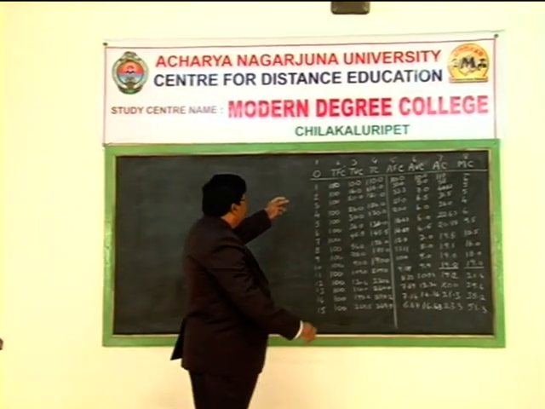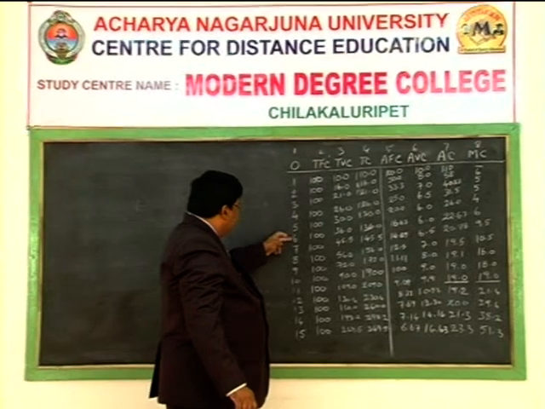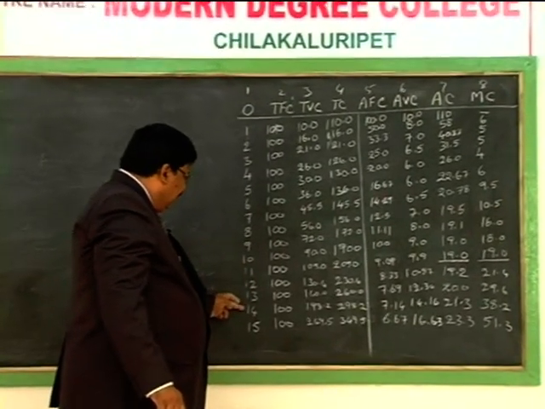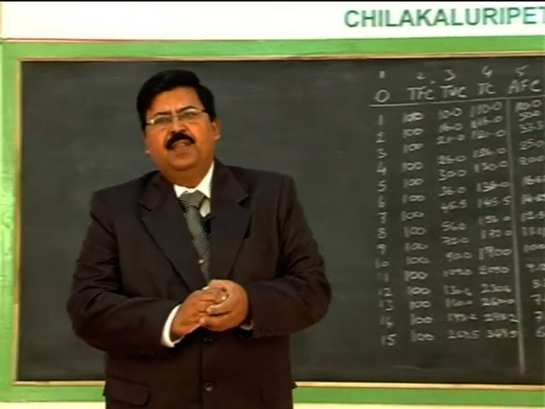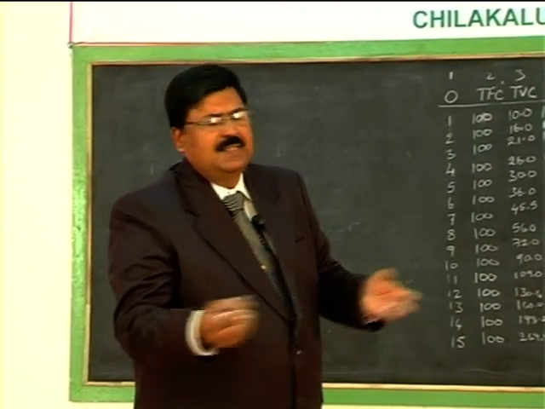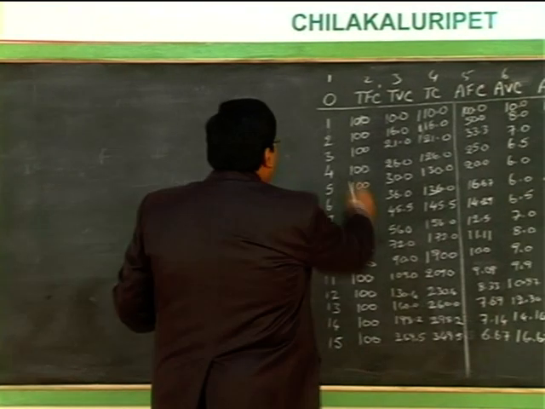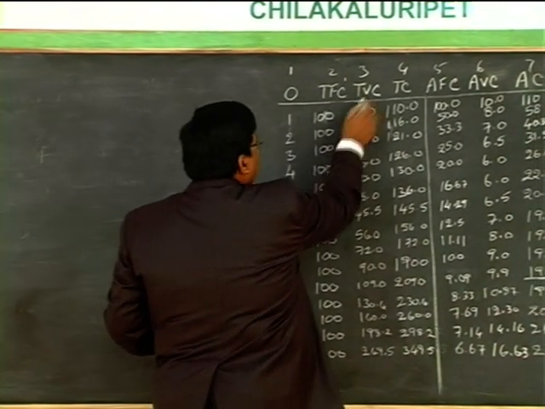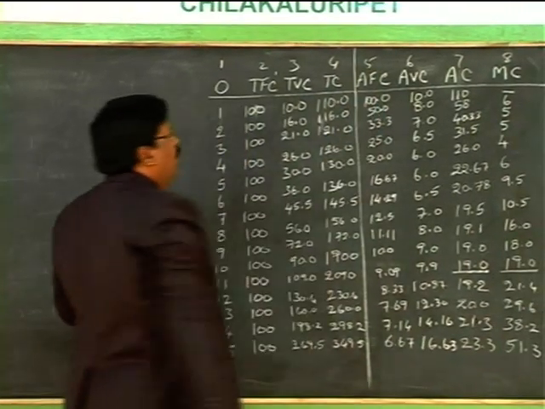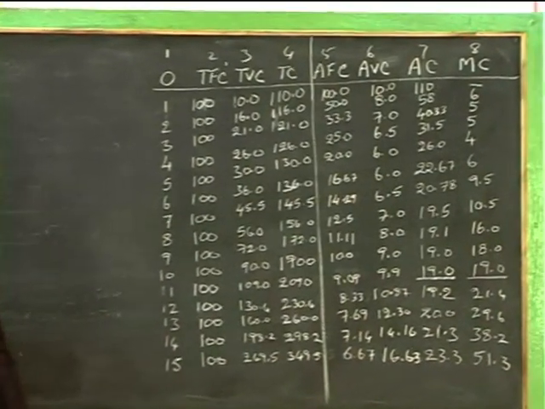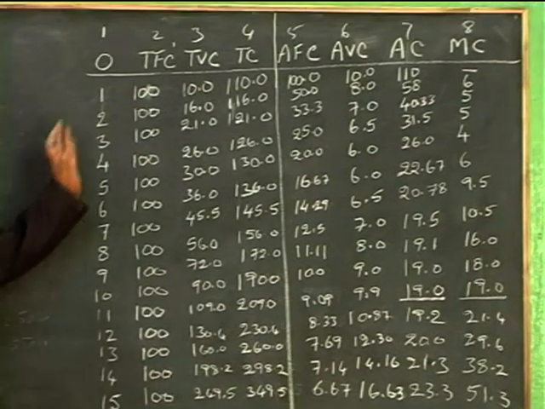Output increases from say 1, 2, 3, 4, 5, 6, 7, 8, 9, 10, 11, 12, 13, 14, 15. It may be thousands of units; 1 means 1,000 units, like that, imagine. The second column gives you total fixed cost, the third one total variable cost, and the fourth one total cost. Let us discuss initially up to total functions. So now see the first column and second column.